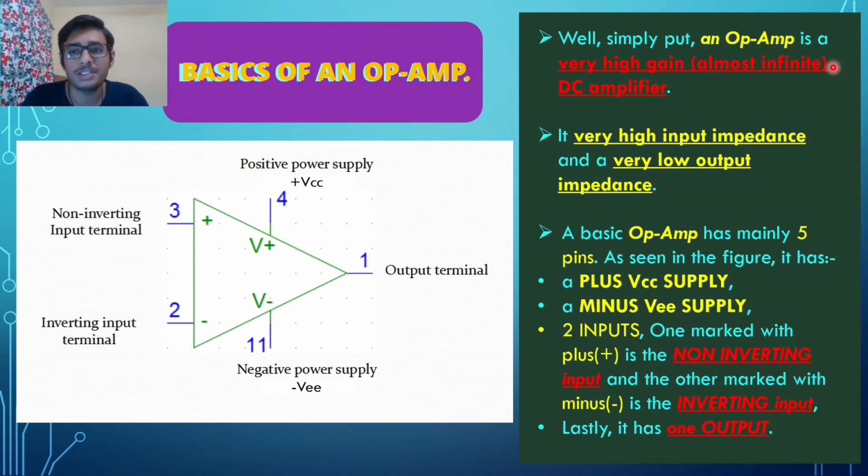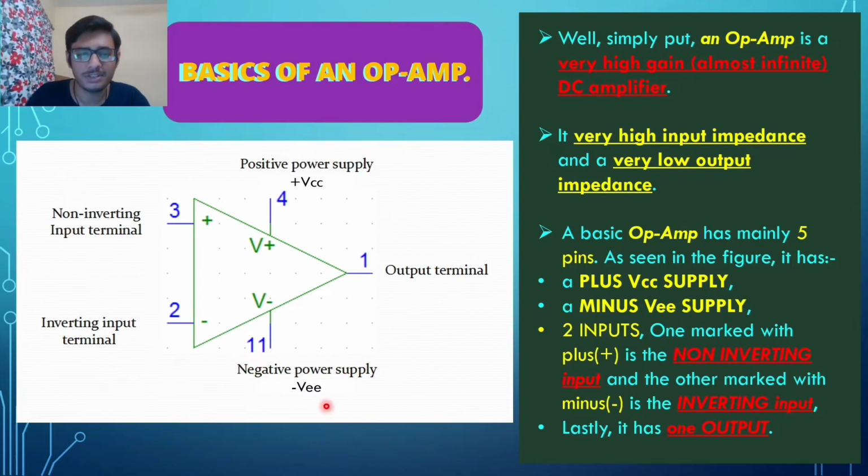Also, an op amp has very high input impedance, meaning no or negligible amount of current will flow through its inputs. Also, it has a very low output impedance, so it will provide very low resistance to the flow of current at its output. A basic op amp has mainly 5 pins. As seen in this figure, it has one positive power supply which is marked as plus VCC.